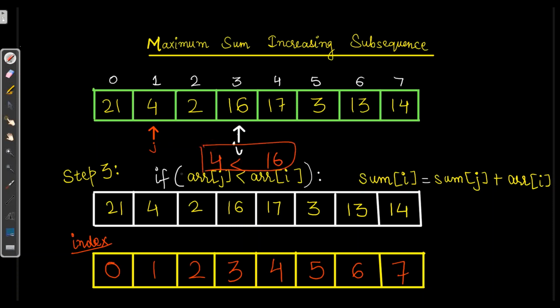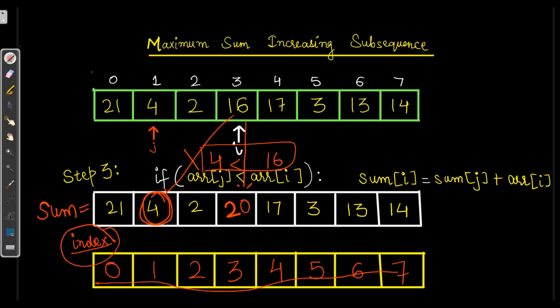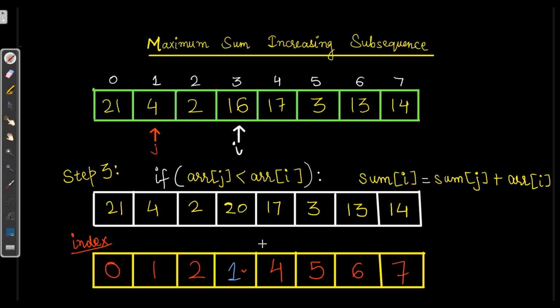This time, yes. So what I'll do is take the sum array at the same index and add to it. 16 plus 4 is 20. So I'll rub this out and put 20 here. And with that, I have written the indexes over here: from which index I'm taking the value, I'll write here as 1, like this. This is what we need to do for each iteration.